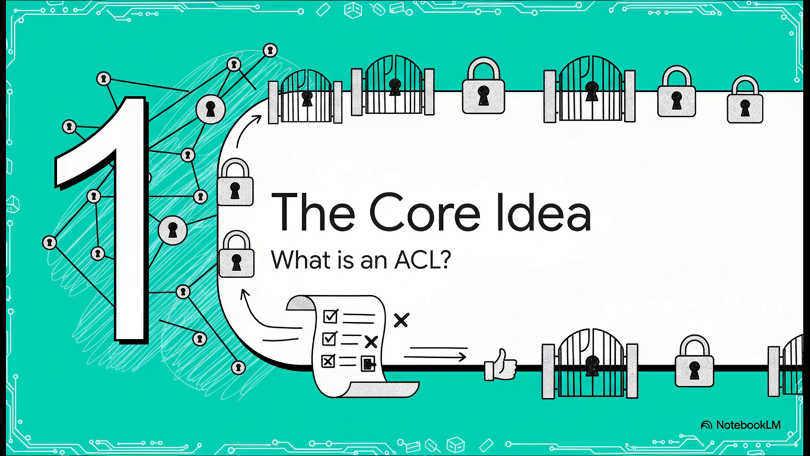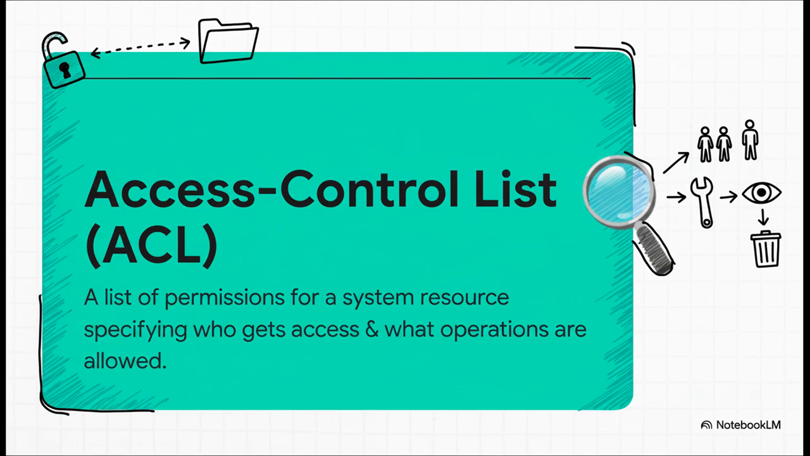Okay, so let's get right into it. What exactly is this list? Well, it's called an access control list, or ACL for short. And honestly, it's the bedrock of how so many systems manage permissions. So here's the textbook definition. An ACL is basically a list of permissions that's attached to a specific thing, like a file. That list spells out exactly which users get access and, this is the crucial part, what they can actually do with it.